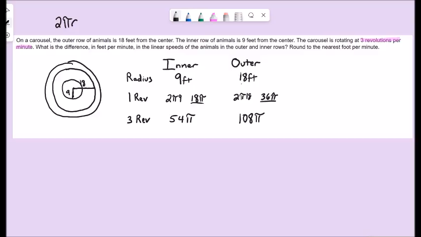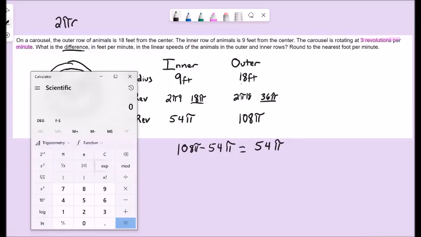Now we've figured out the feet per minute, this is the feet that they travel per minute. The inner is 54 pi, the outer is 108 pi, and it wants to know the difference in feet per minute in the linear speed. So all we have to do is 108 pi minus 54 pi, and that is 54 pi.